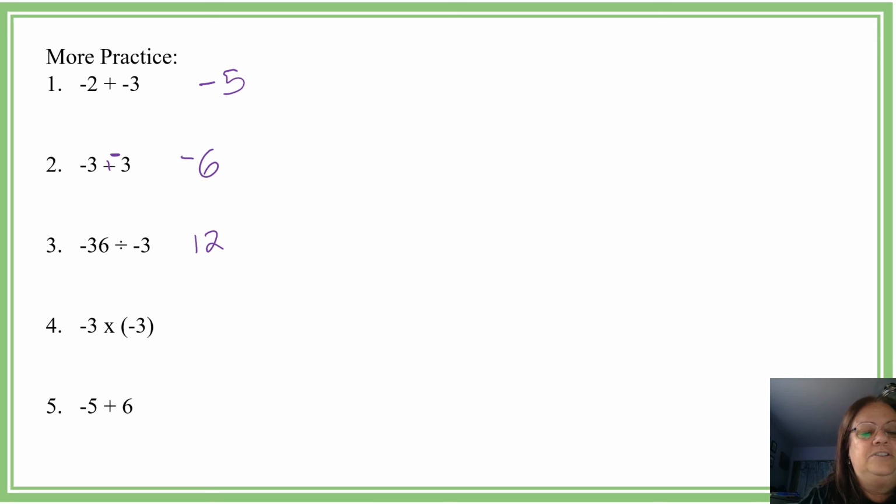Okay, now we're going to do the next one. Negative 3 times negative 3. Two negatives, both the same. The answer is positive. 3 times 3 is 9, so I have a positive 9.